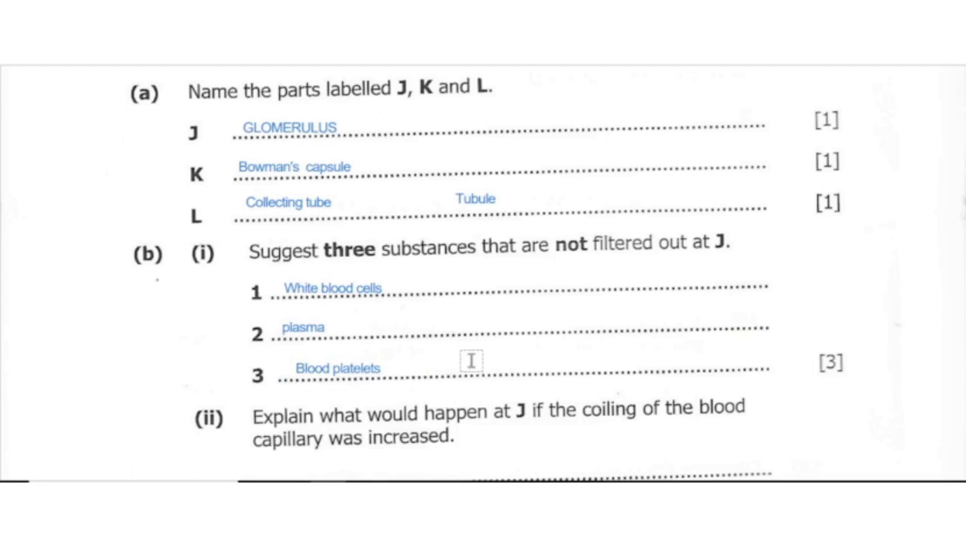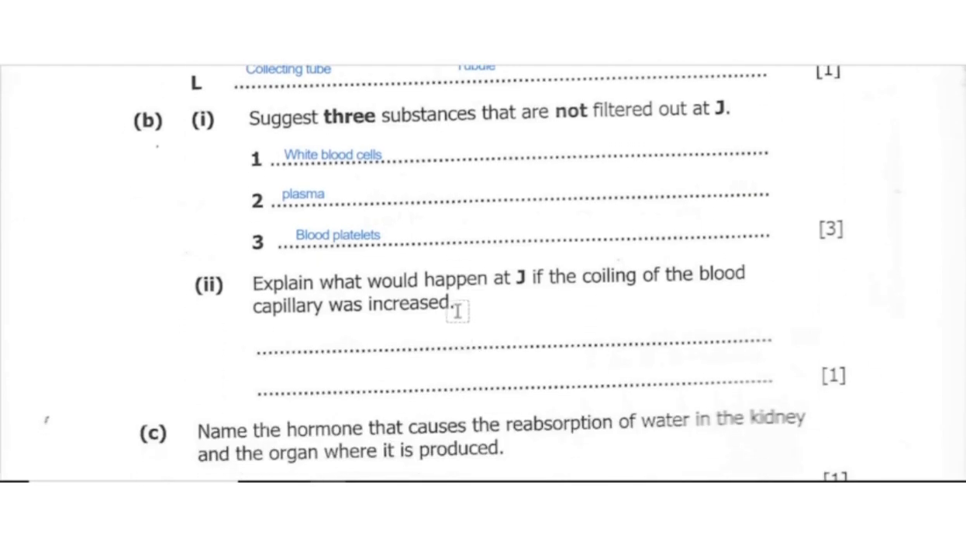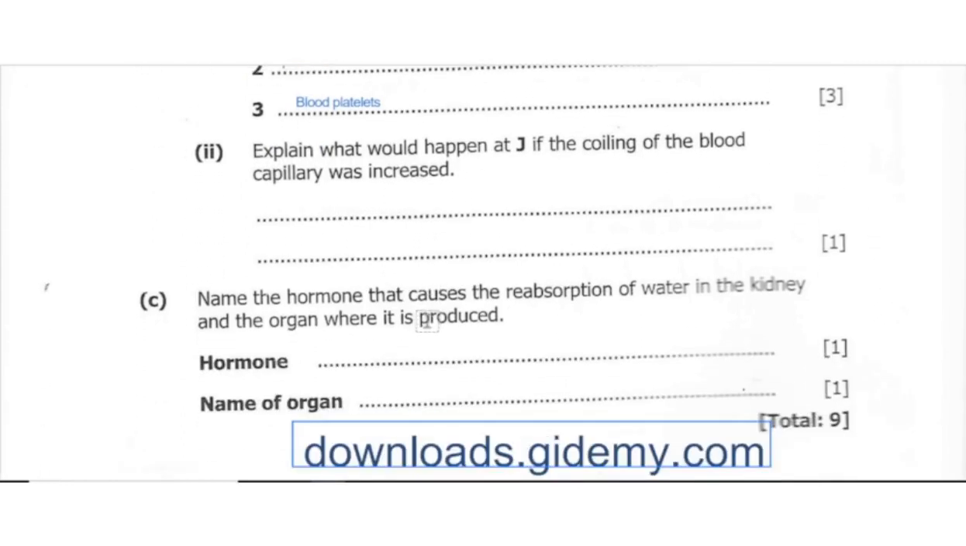So now let's go to question B2. Explain what would happen at J if the coiling of the blood capillary was increased. So when the coils have been increased, the pressure would increase. So when the pressure increases, there will be more ultrafiltrate.